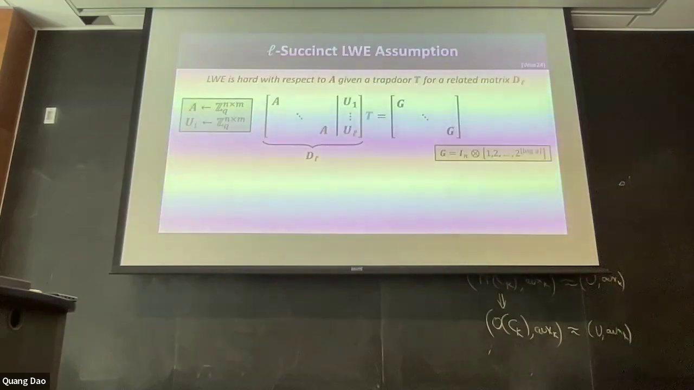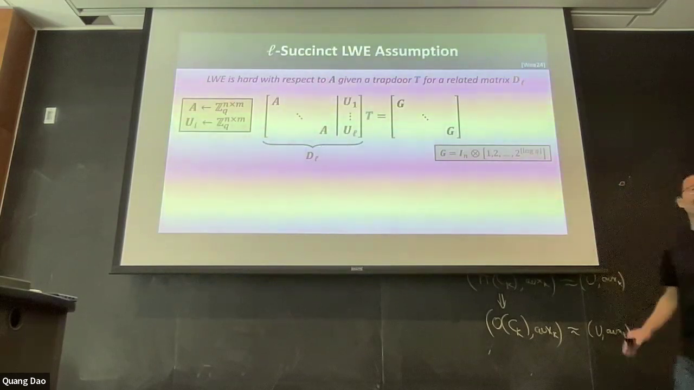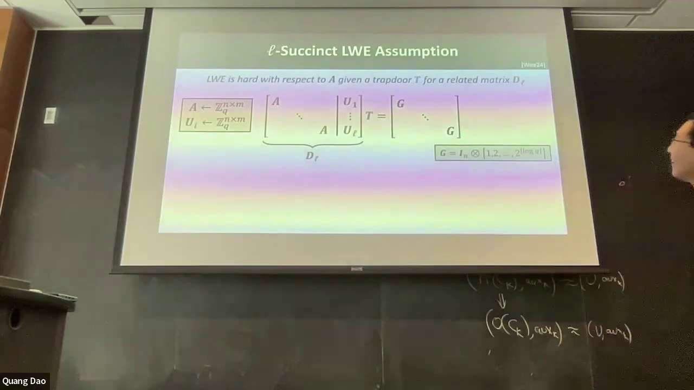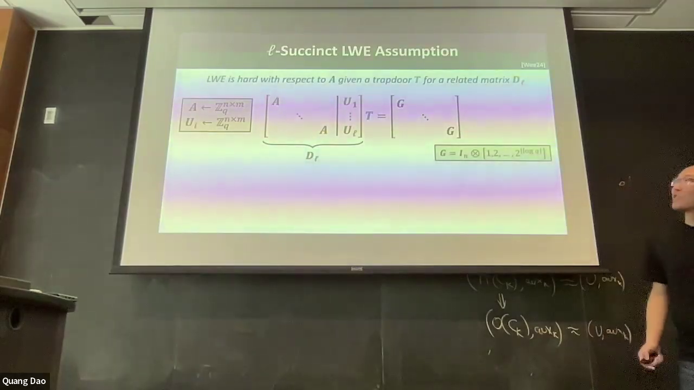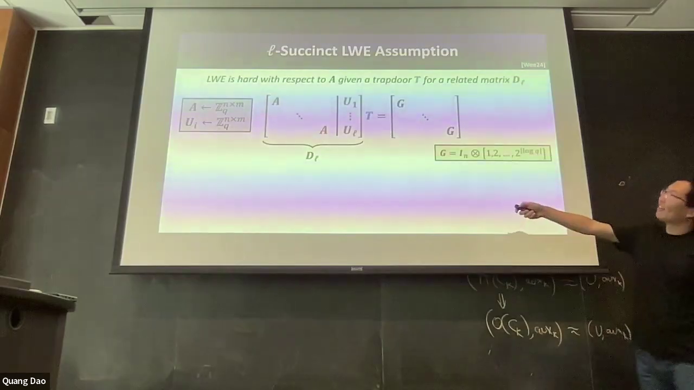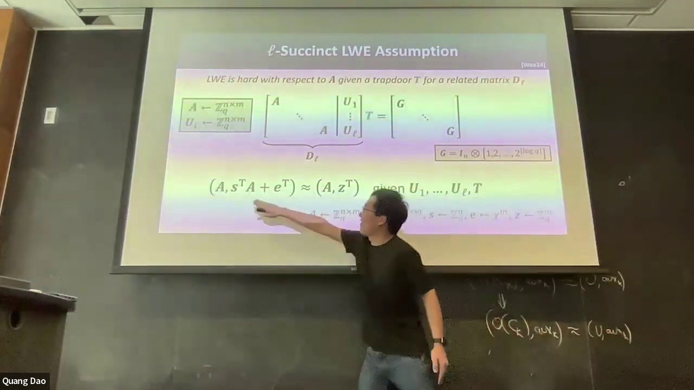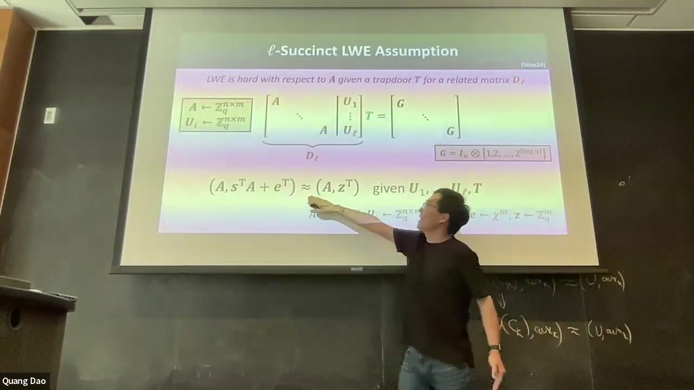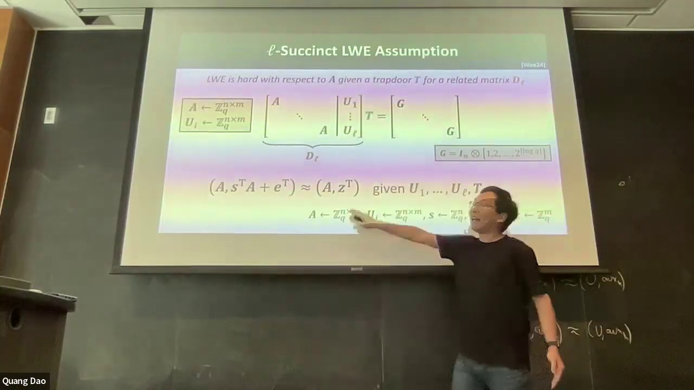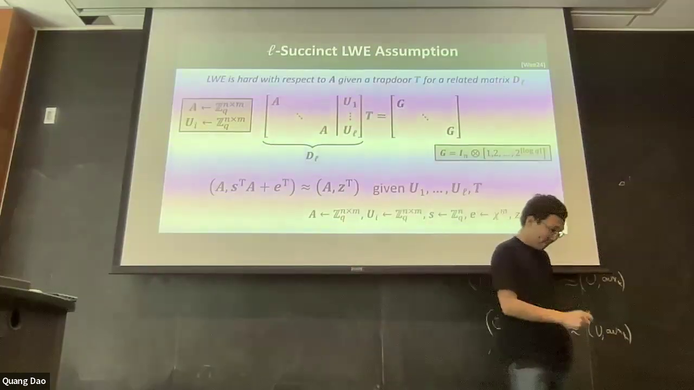So let me tell you about this assumption. I am a big fan of this assumption, so I want to convince you that this is something worth looking at further. So the L-succinct LWE assumption asserts the following. It says that the standard LWE assumption, so here's the standard LWE assumption. It says that if I give you a matrix A and a noisy linear combination of the rows of A, that looks pseudo-random.